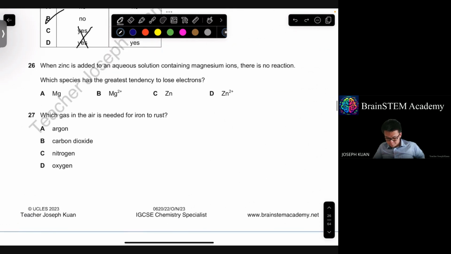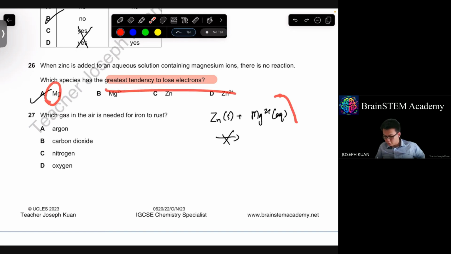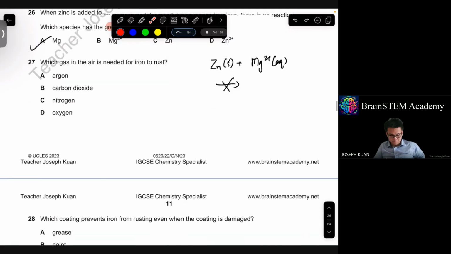Move on, 26. When zinc is added to an aqueous solution of magnesium ions, there's no reaction. So which species has the greatest tendency to lose electrons? Since magnesium is more reactive than zinc, magnesium metal has the highest tendency to lose electrons to form magnesium ions. So 26 answer is E.